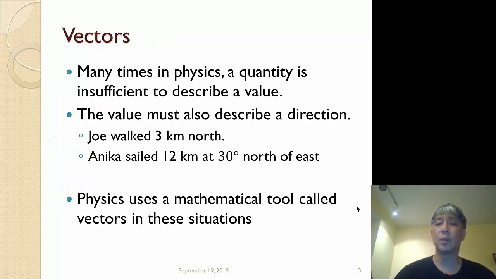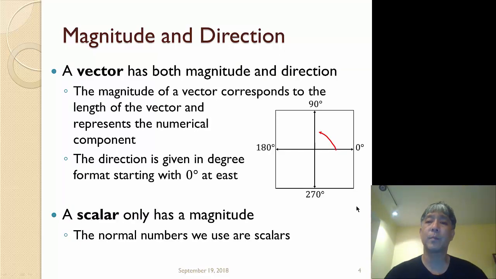In physics, a lot of times, a simple number is insufficient to describe a value. A lot of times we also need to describe in what direction a person is moving, in what direction this force is being applied. That's where vectors come in. Vectors are simply a mathematical tool that includes both magnitude, which is the length or the size of the vector, as well as the direction. So that's the importance of vectors. Vectors are going to be very important, so we really need to focus in this unit.